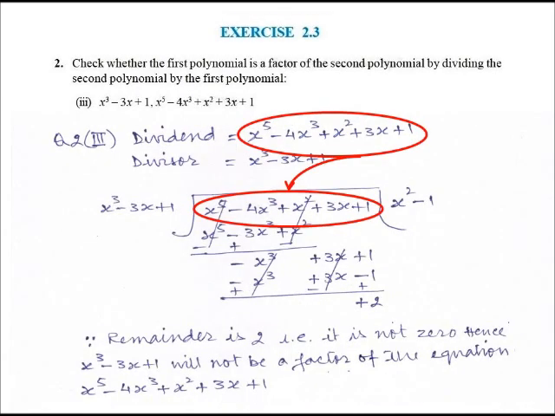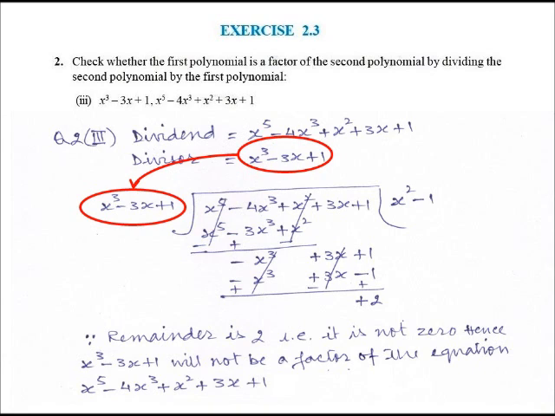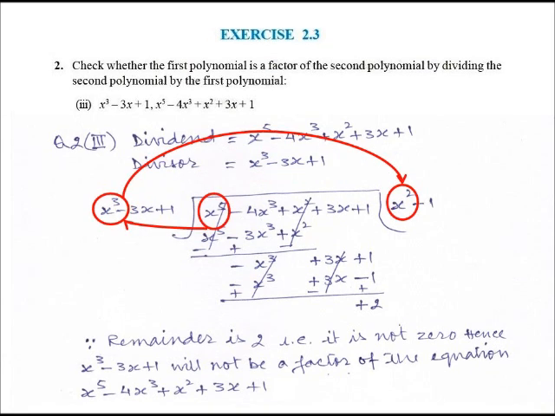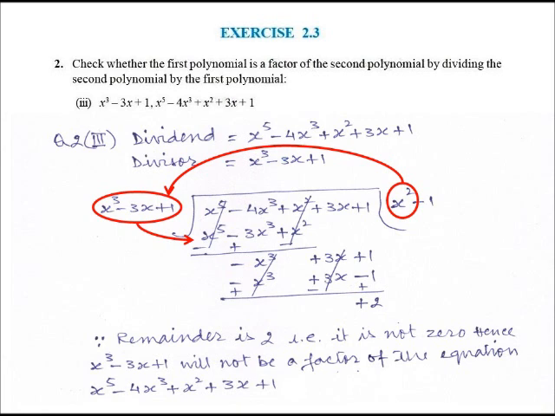In the third part, the second polynomial which we will treat as dividend is x to the power 5 minus 4x cube plus x square plus 3x plus 1. The first polynomial which we will treat as divisor is x cube minus 3x plus 1. Now you will divide the highest term of the dividend x to the power 5 by the highest term of the divisor x cube. So the result will be x square, which will be kept in the quotient column.